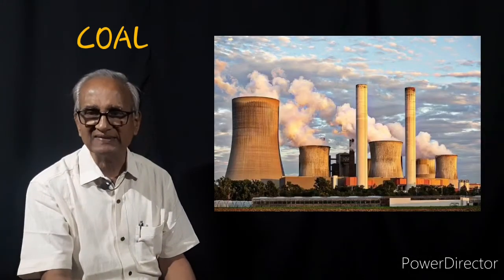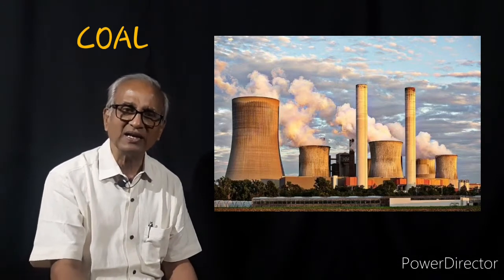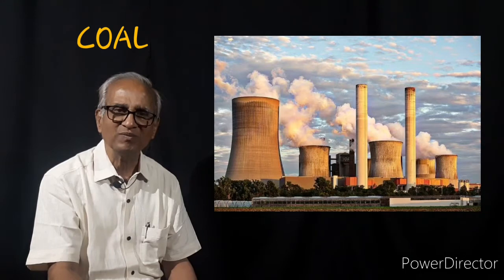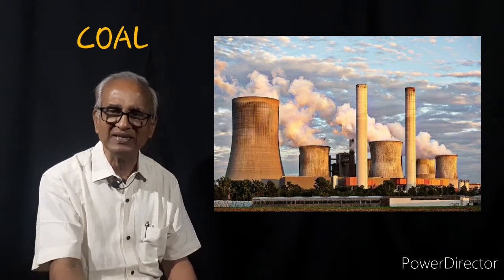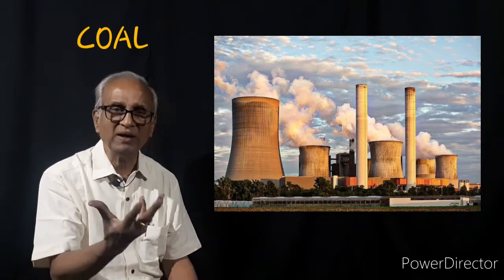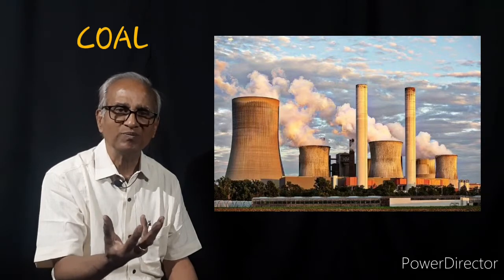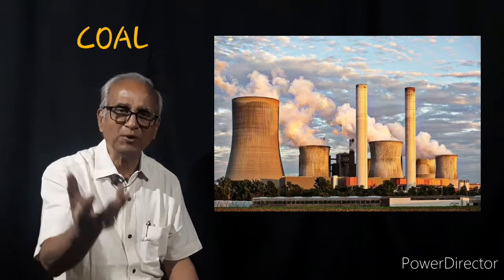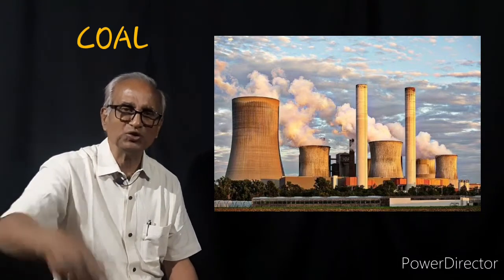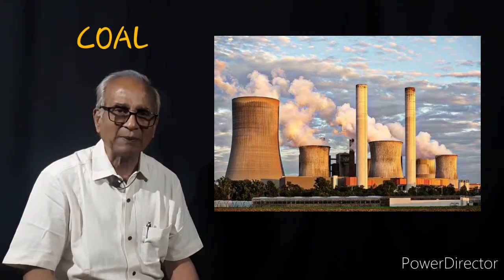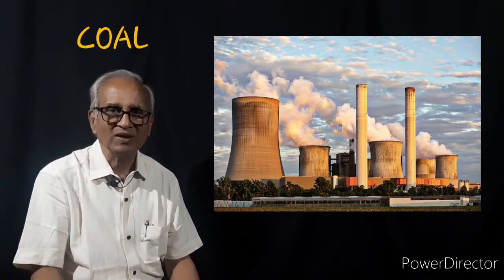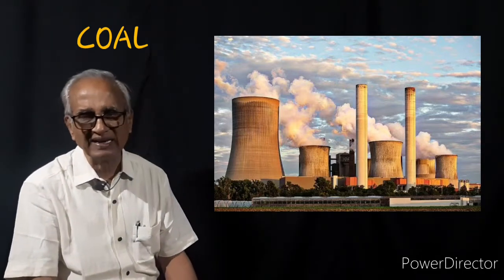Thermal power stations. In Karnataka, you have the Raichur thermal power station. As I told you in the case of railways, there too they burn coal. The heat produced will make water boil. The steam produced will be used to run the turbines and produce electricity. So it's a major source of producing electricity.